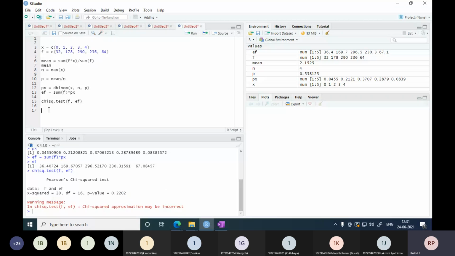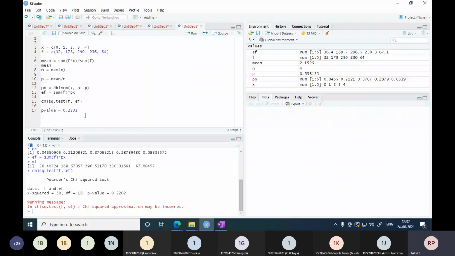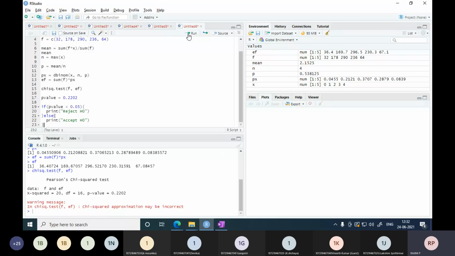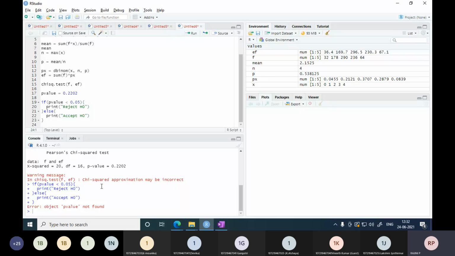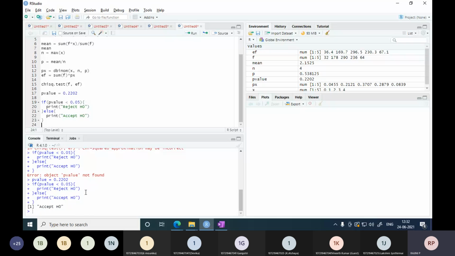And just go for the comparison. Go for the if condition. Now check it. The p value, okay, I did not run this. The p value is what? It is more than 0.05. That's why it is returning accept H naught. Is it clear? Yes, ma'am.